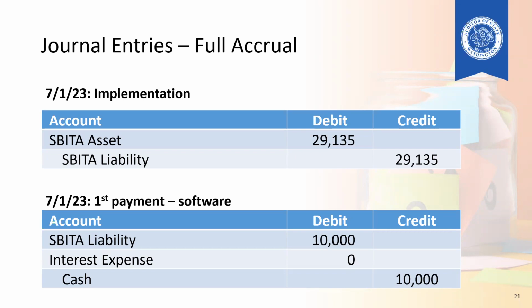Also on July 1st, our first payment is made. Since the payment is due at the start of the subscription term, 100% of the payment is applied to the principal. And the amounts in this second journal entry here come from our amortization table for the SBITA liability that we created in step 2.